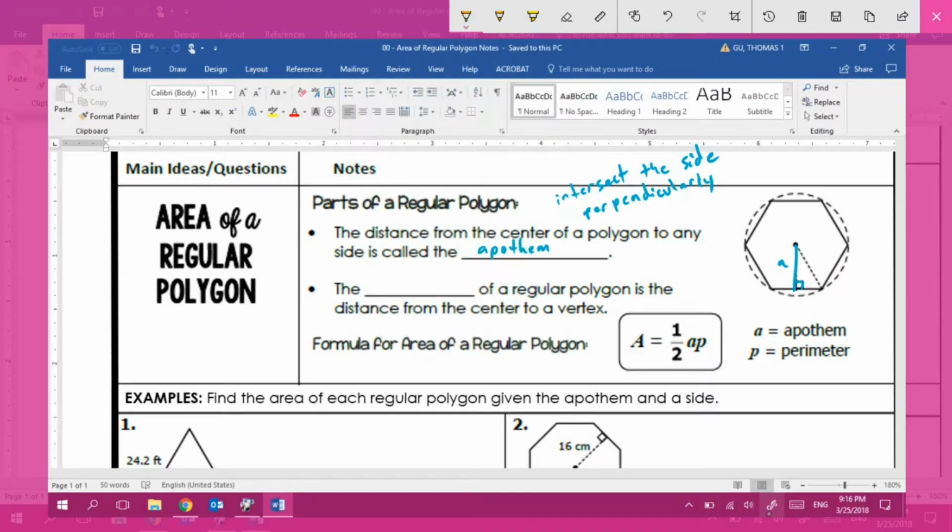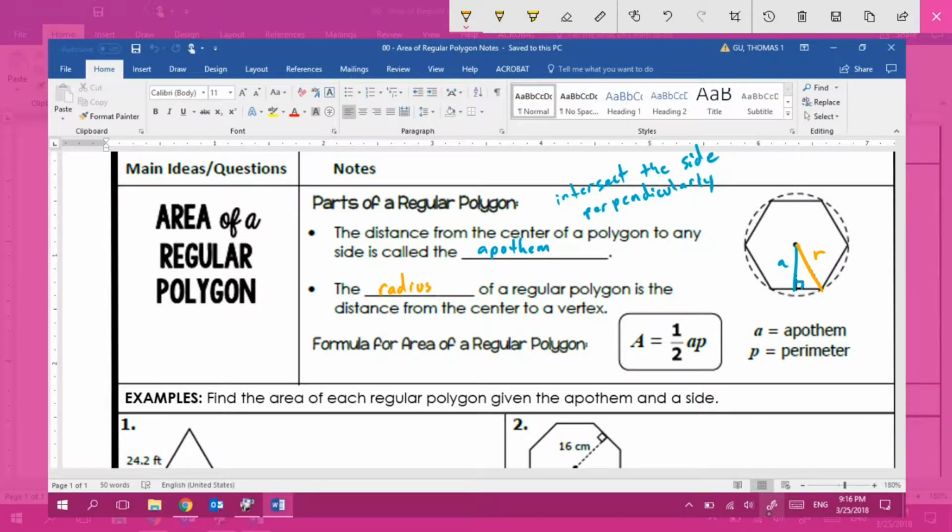Next up, the radius of a regular polygon is the distance from the center to a vertex. You can see in our picture, the center to the vertex, which is a corner, that's going to be called the radius. So this orange line that I just highlighted, that's the radius, R.